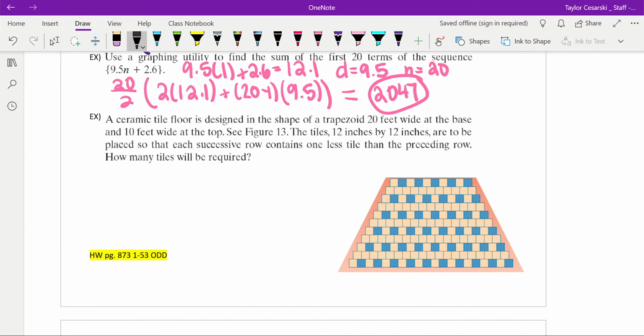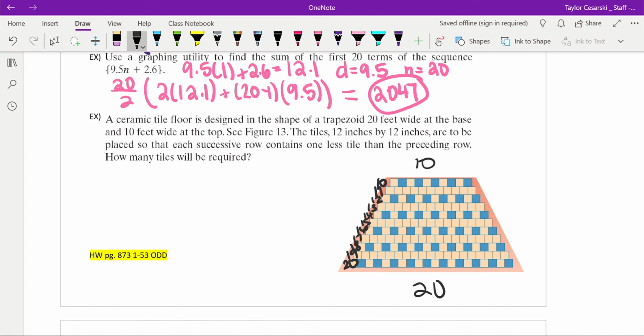The tiles, 12 inches by 12 inches, are to be placed so that each successive row contains one tile less than the preceding row. How many tiles will be required? It's 10 feet at the top and 20 feet at the bottom, and the tiles are 12 inches by 12 inches, so they're 1 foot each. So there are going to be 10 tiles here, and then 11 tiles here, and so on, up to 20.